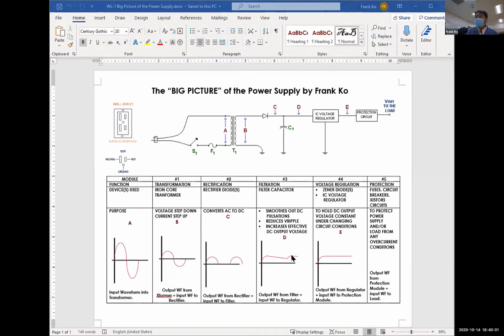So filtration does three very powerful things for us. Number one, it smooths out the DC pulsations. Number two, it reduces the ripple. And number three, it increases the effective DC output of your circuitry. It says at the very bottom, the output waveform from the filter equals the input waveform to the regulator.